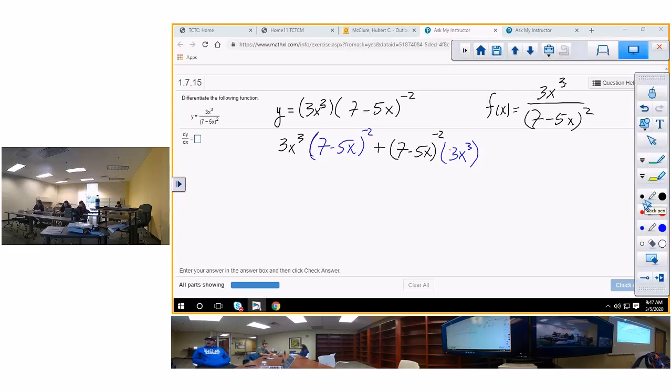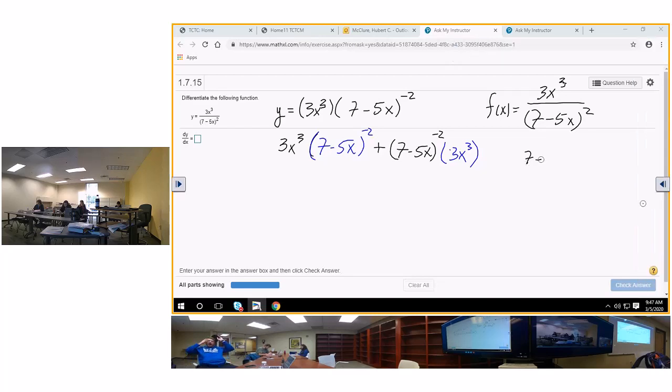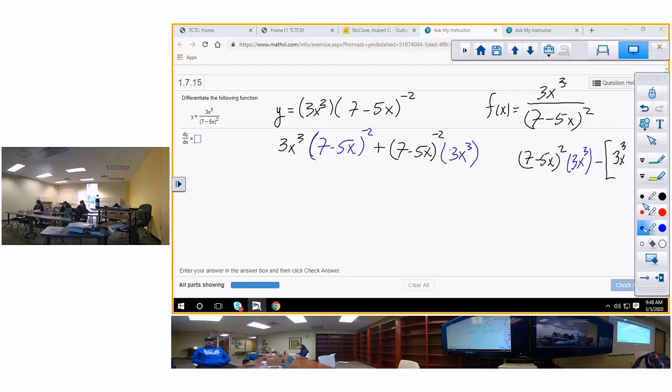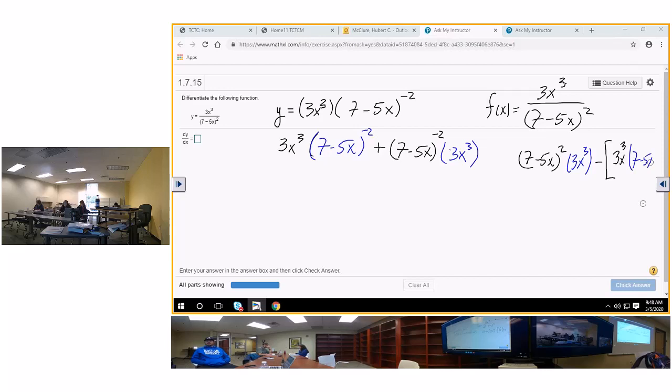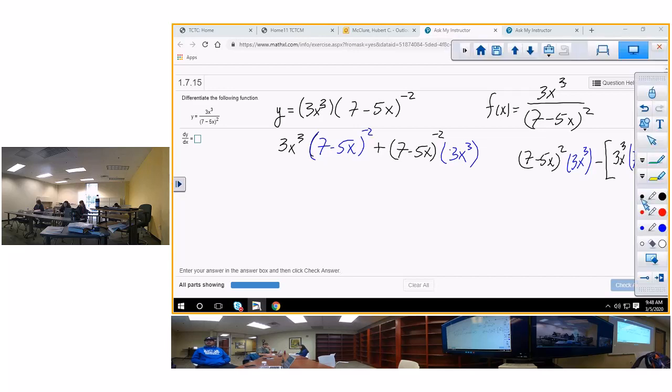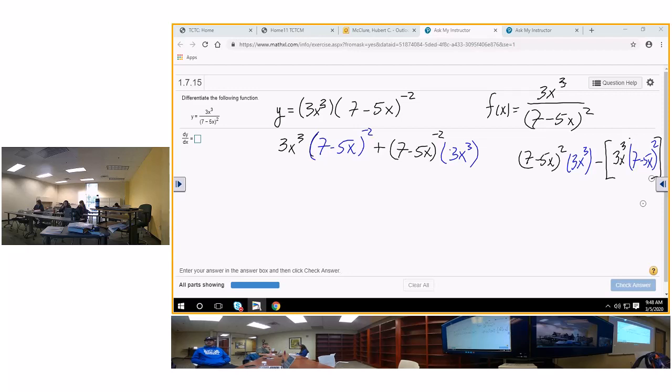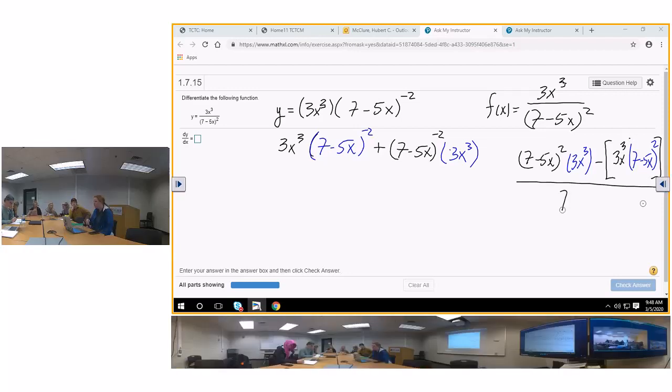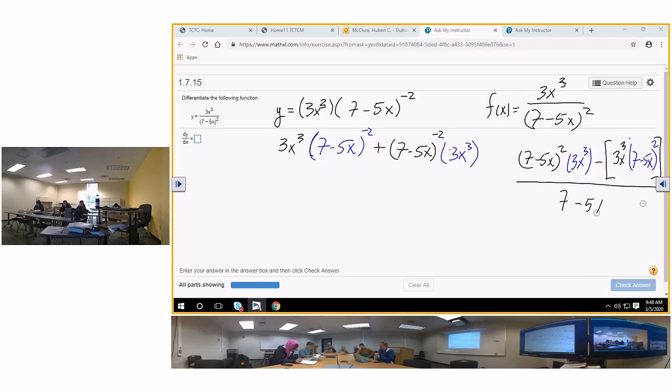We've got denominator times numerator prime, minus the numerator times the denominator prime, over the denominator, which is (7 minus 5x) squared, to the 4th power. I'll go ahead and raise that to the 4th power.